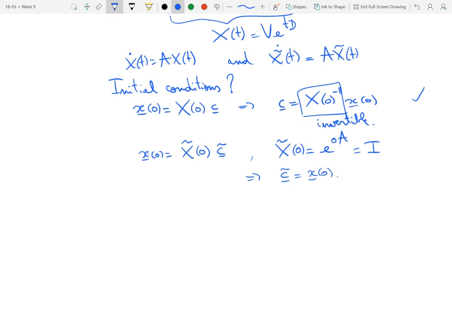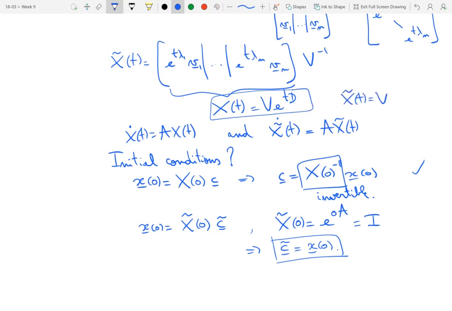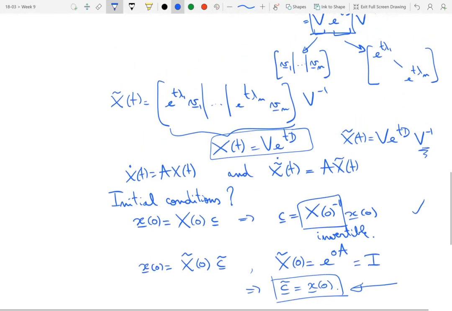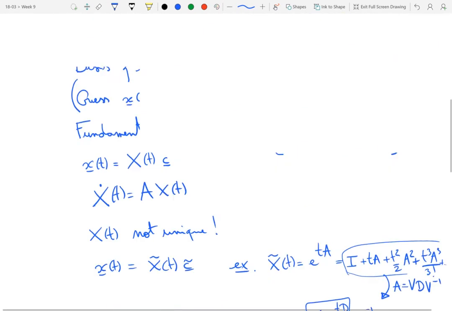Why consider a second fundamental matrix when we had the capital X of t that was perfectly valid to start with? It's because here the expression of the coefficients is particularly simple. So again, the contrast between these two fundamental systems is that this is the expression for x, and x tilde, I remind you, is just V e to the TD V inverse. The difference between the two is the presence of this V inverse that allowed us to have this nice expression for the coefficients in terms of the initial condition. All right, so this pretty much thoroughly solves the linear system x dot equals Ax.